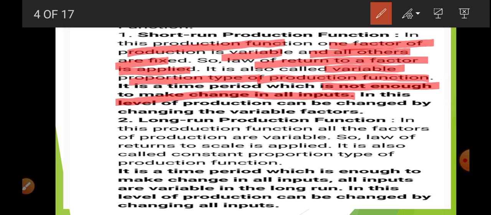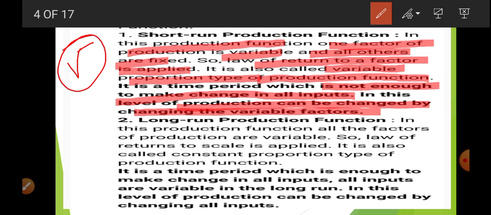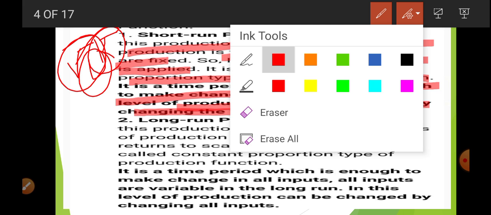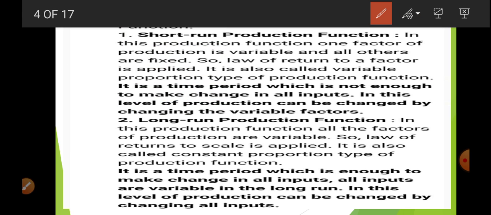So in this, the level of production can be changed by changing the variable factor. What you have to keep in mind is that the short run production function is that production function in which only the variable factor is going to be changed. Only labor, the variable factor, is going to be changed. K, the fixed factor, is going to be constant. So Q is a function of L, and K is going to be constant. This is known as the short run production function.